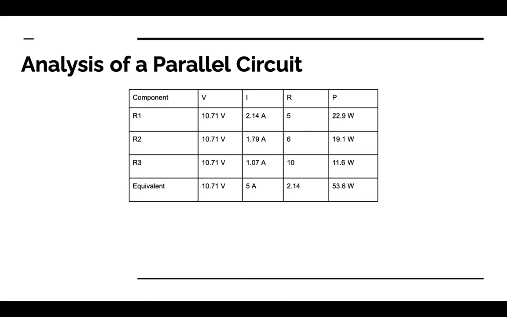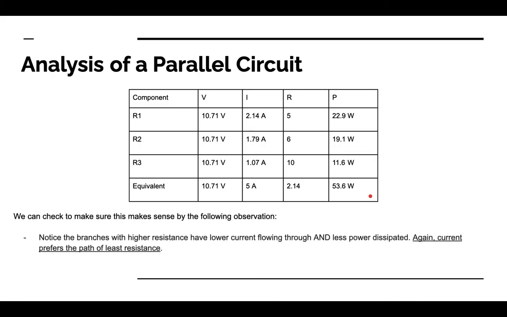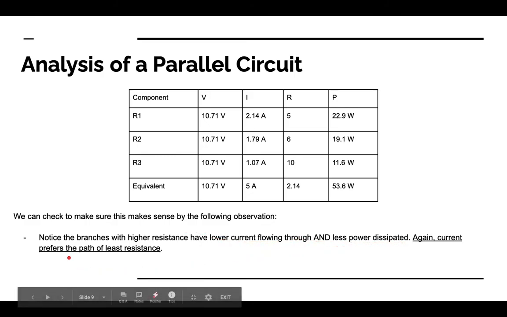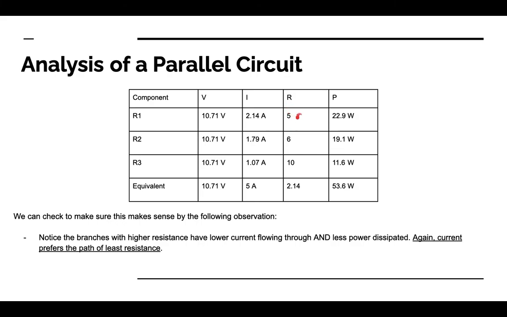So this is what our table looks like right here. Here's our currents that we calculated, and here's our powers that we calculated in the last slide. Okay? So let's make sure this makes sense. Notice that the branches with higher resistance have lower current and thus lesser power dissipated. Again, current prefers the path of least resistance. So if we look right here, the 5 ohm path has the most amount of current passing through it, whereas the 10 ohm path has the least amount of current passing through it, confirming what we'd expect to happen.